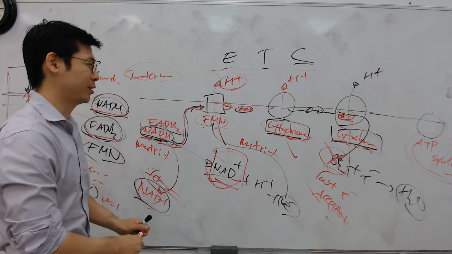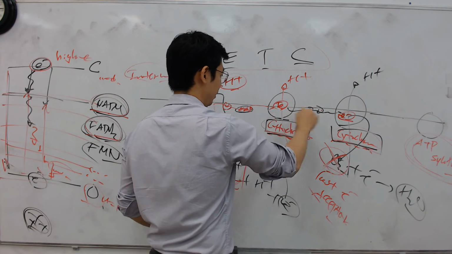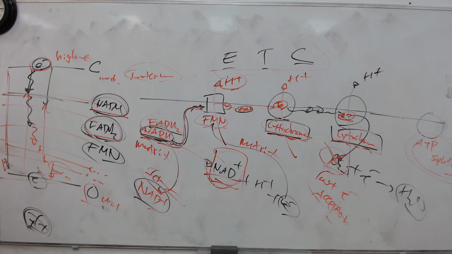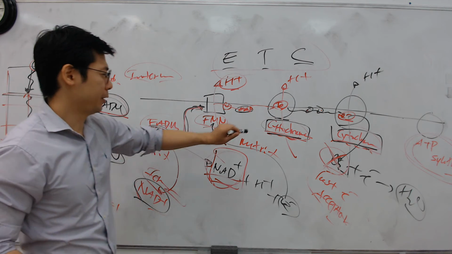So cytochrome typically has an iron heme in there. It has iron in there, guys. I don't know if you have to know that. Like hemoglobin, they have iron in there.